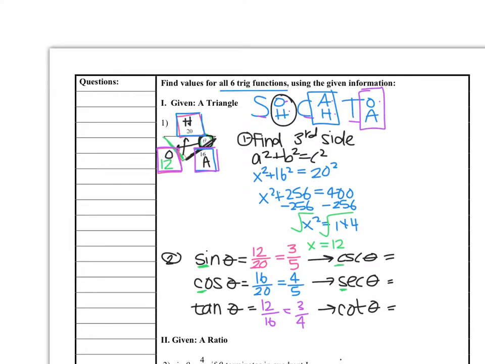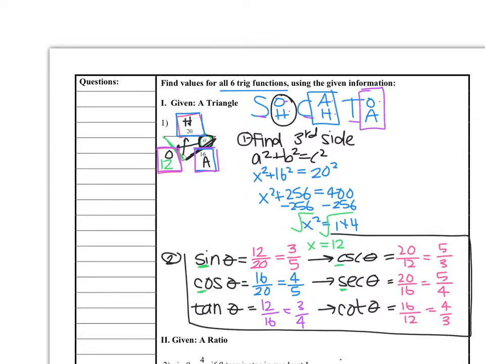All we have to do is take our original sine and flip it upside down. Now it becomes 20 over 12. You don't even have to look back at the triangle because remember it's just a reciprocal, it just gets flipped. If we were using the reduced versions, it would be 5 over 3 for cosecant. For secant, it becomes 20 over 16, or 5 over 4. And 16 over 12 for cotangent because, again, I just flipped the fraction upside down. That's all you have to do. And now we've got all 6.